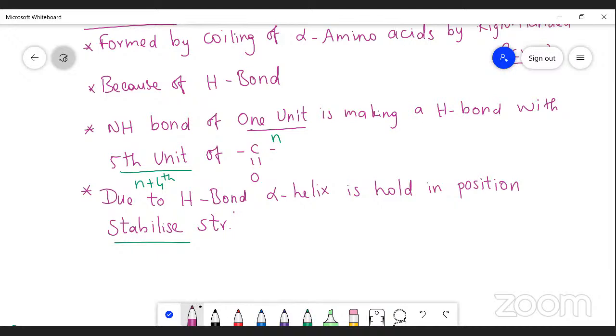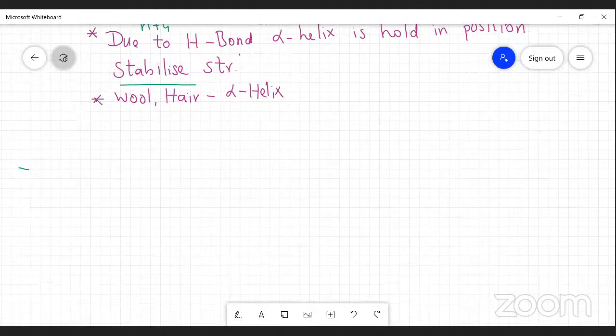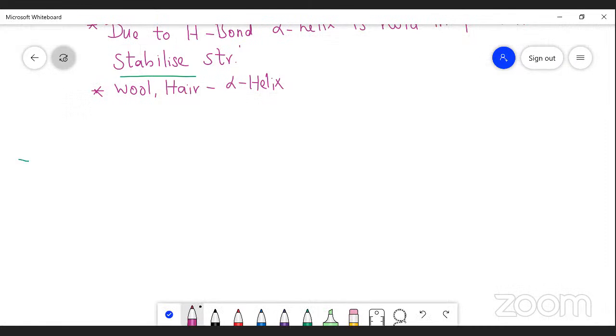Wool and hair are examples of the alpha helix structure. So these are examples of the alpha helix structure. And in the alpha helix structure, the hydrogen bond can break. Suppose we take the hydrogen bond.